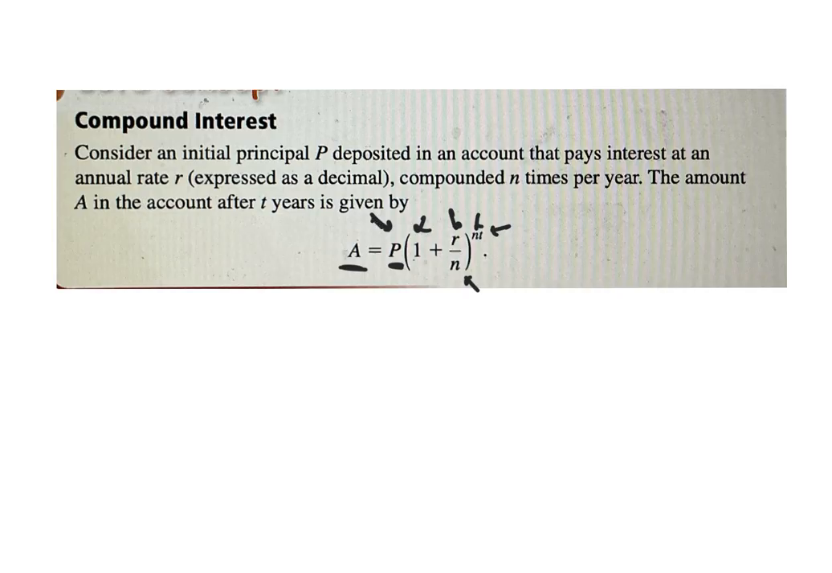One more time. P is principal, how much you start with. The 1 holds the principal in place while you figure out the A, which is the final amount. R is interest rate. T is time. N is how many times compounded per year. I'm going to show you 2 examples, and that's it.